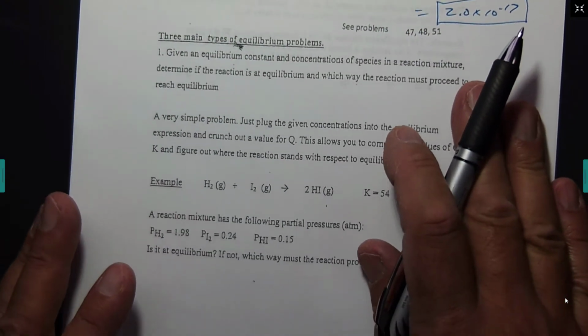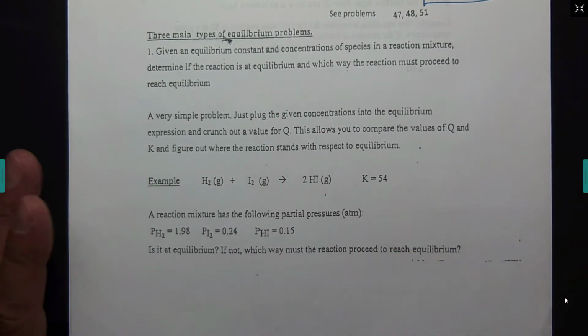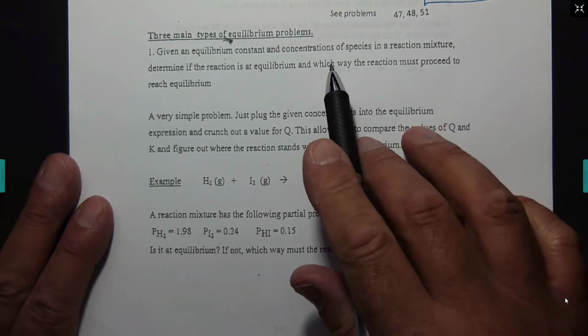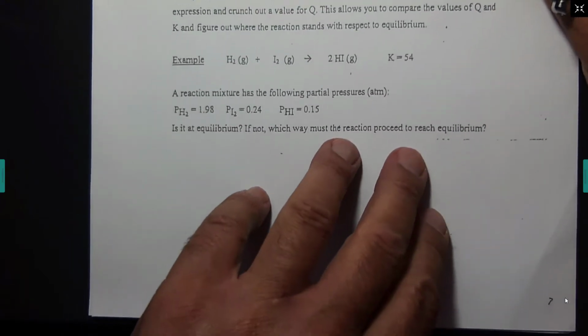Now, types of problems you'll be getting concerning equilibrium. Probably the most common problem would be this type here. Given an equilibrium constant, given the concentration of species in a reaction mixture, figure out if the mixture is at equilibrium or not. And if it's not at equilibrium, which way is it going to go to reach equilibrium? Actually, that's not the most common, but that's one of the more common problems you'll find. So let's do a quick example.